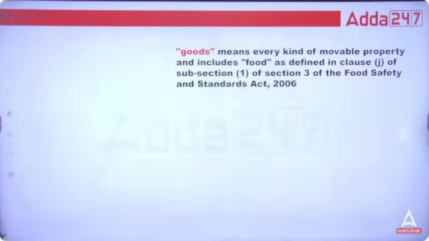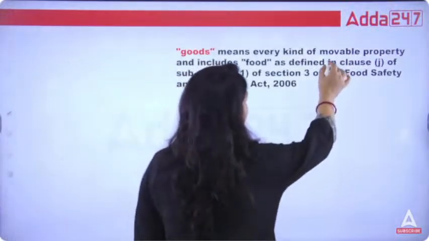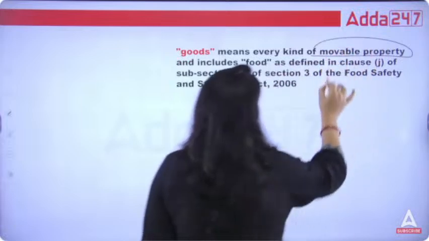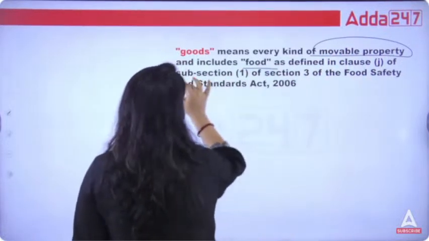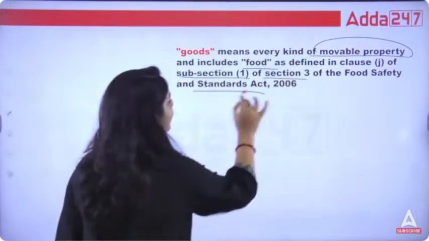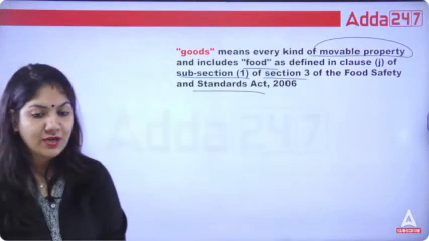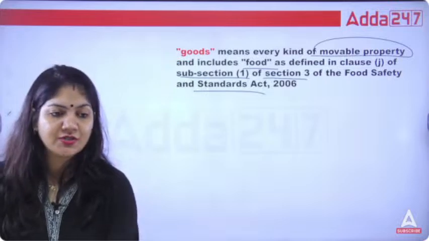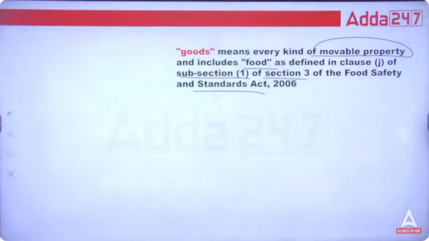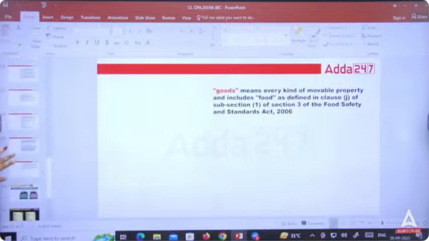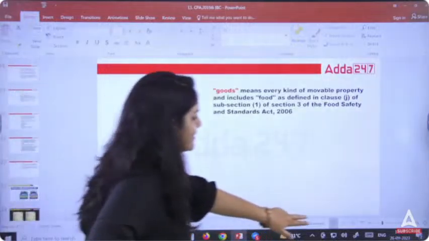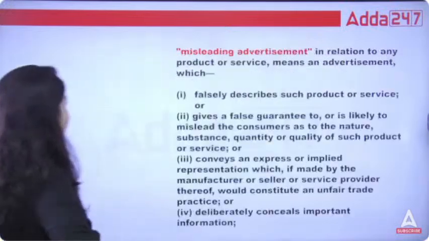Now, what is goods? Goods means every kind of movable property, includes food as defined under subsection this of Food and Safety Standard Act 2006. So this is the definition of goods. That's it. Done, class? So this is the definition of goods. Okay. Now let's start with the next.